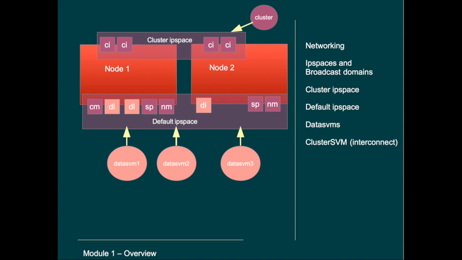So if you have no need for duplicate subnets, your cluster can very well function with just the cluster and default IP spaces. A broadcast domain, by the way, is a collection of ports in an IP space, and these ports are grouped together in the broadcast domain.